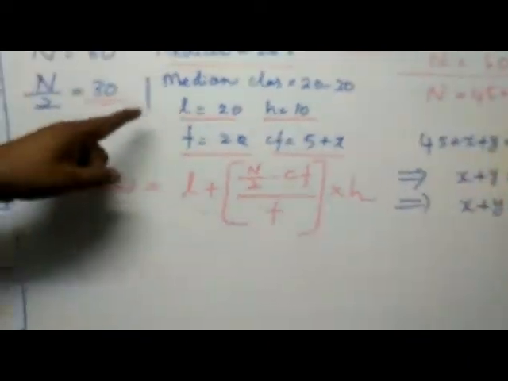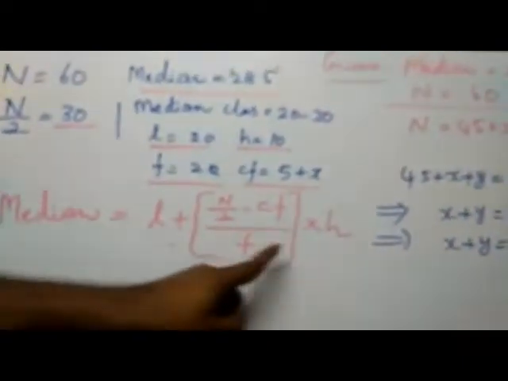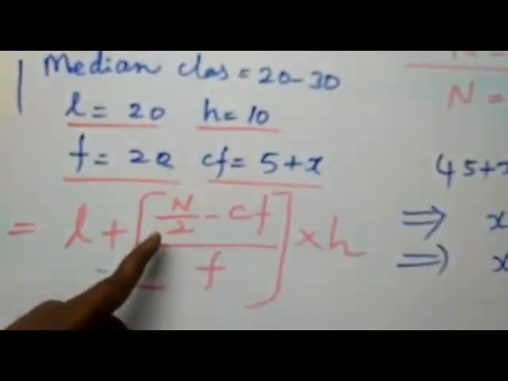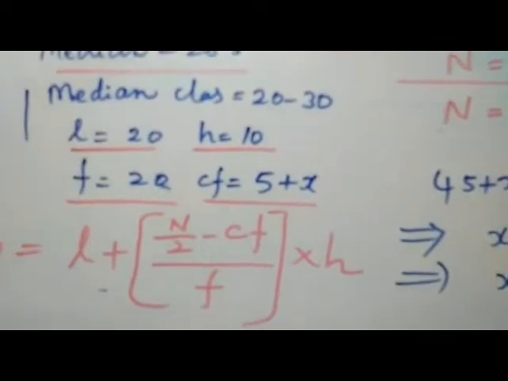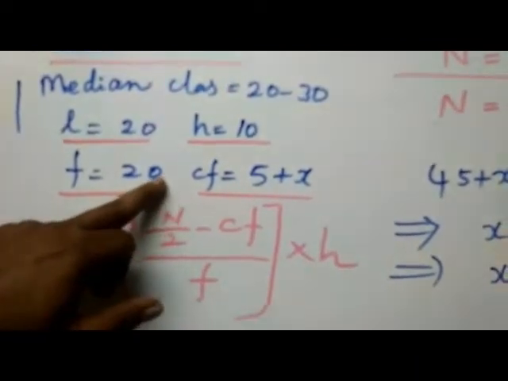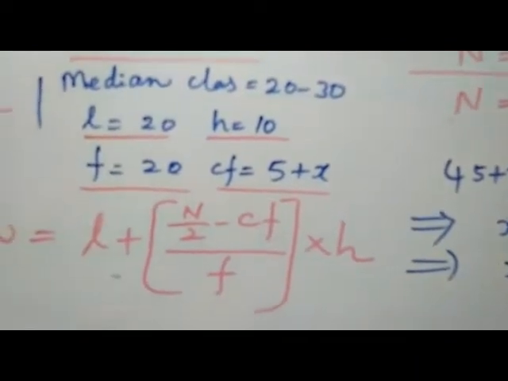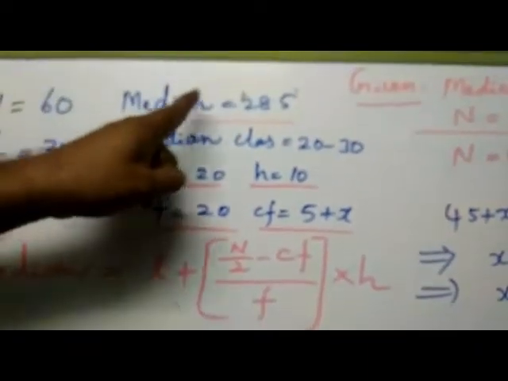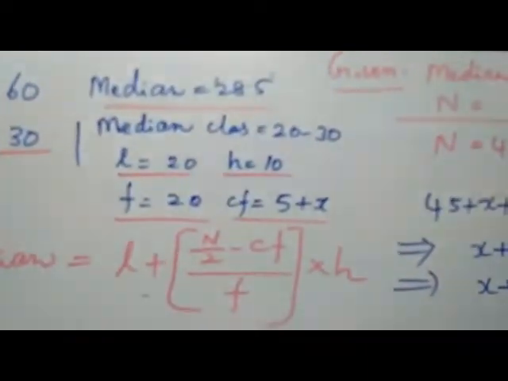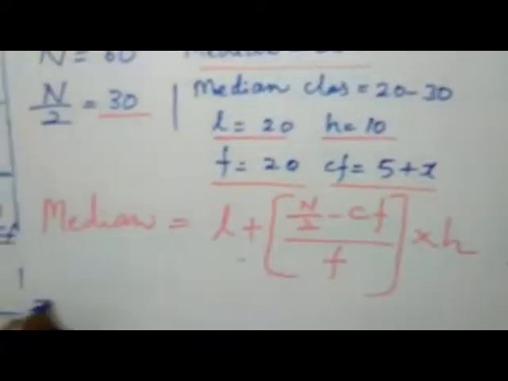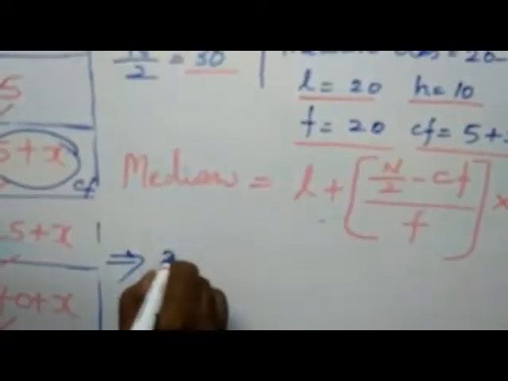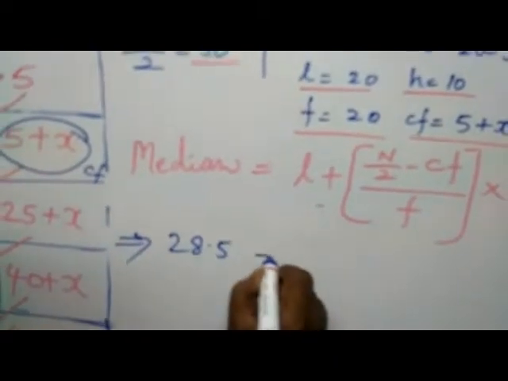Now L is equal to 20. H is equal to 10. N by 2 is equal to 30. CF is equal to 5 plus x. F is equal to 20. Substitute those values. One more I forgot. Median is equal to 28.5. That is very, very important. Median is equal to 28.5.